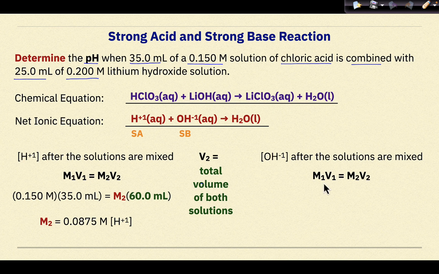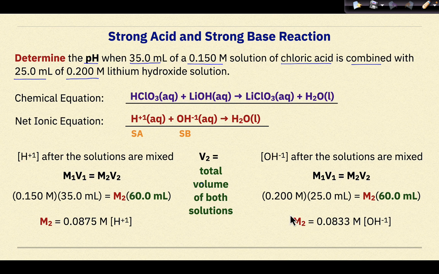Then we're going to solve for the hydroxide ion concentration after the solutions are mixed. So we will write the dilution formula. We will plug in our values, where the initial molarity of the strong base is 0.200 molar, and the initial volume is 25.0 milliliters. Then we're going to solve for M2, and once we complete the calculation, the answer is 0.0833 molar for our hydroxide ion concentration.